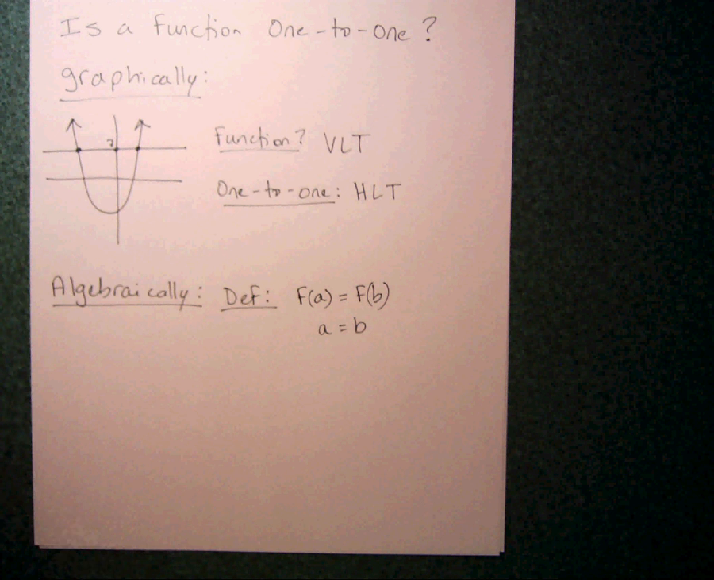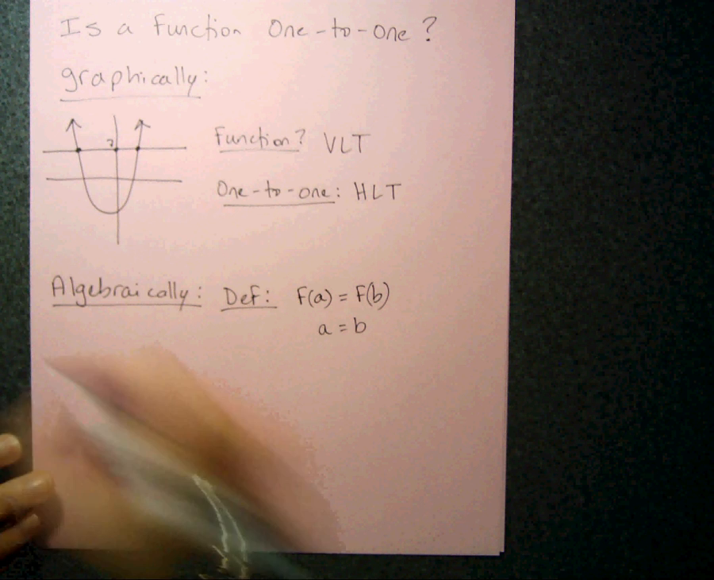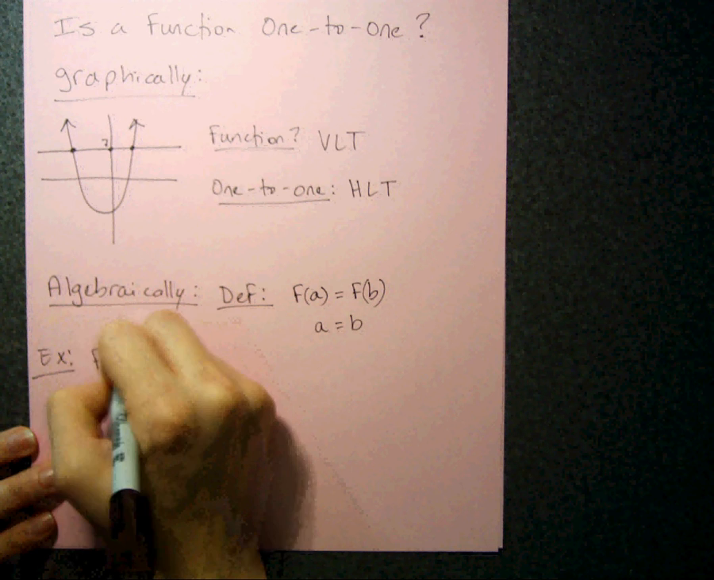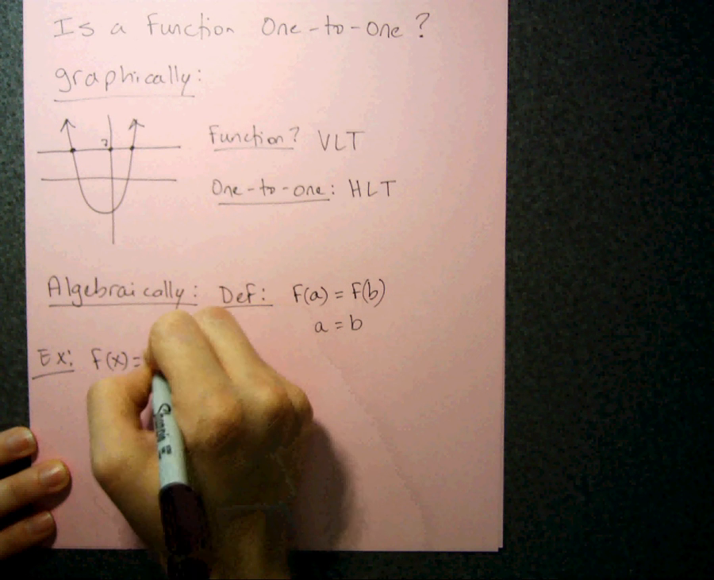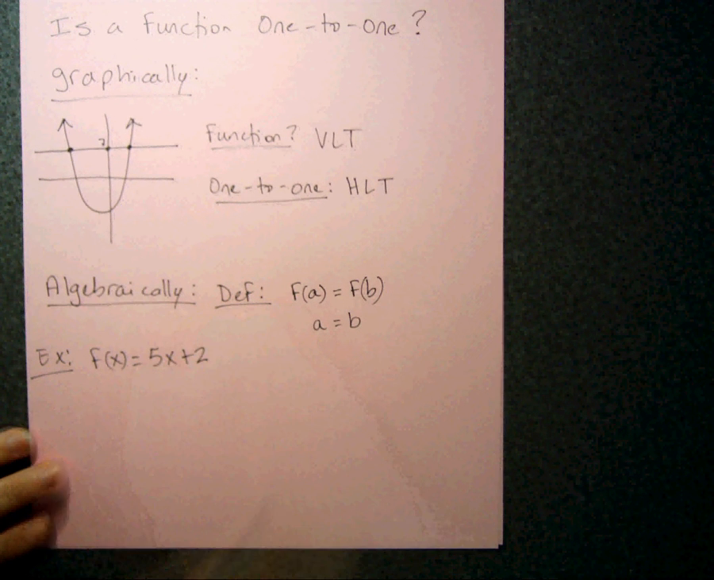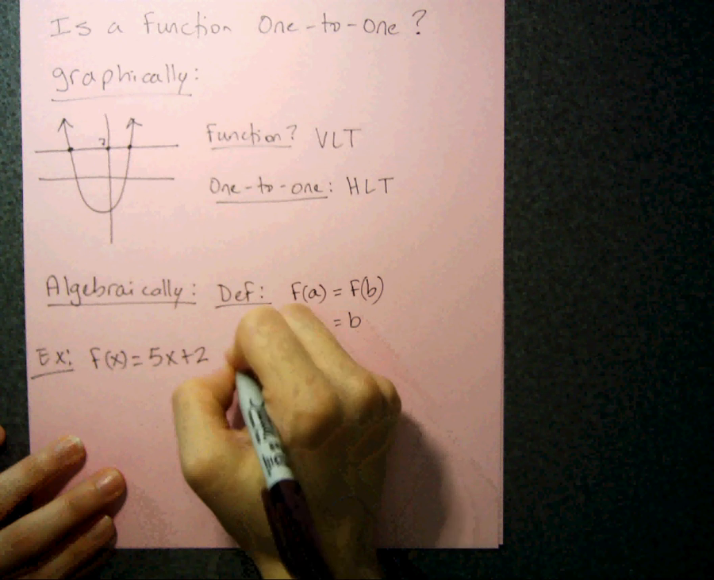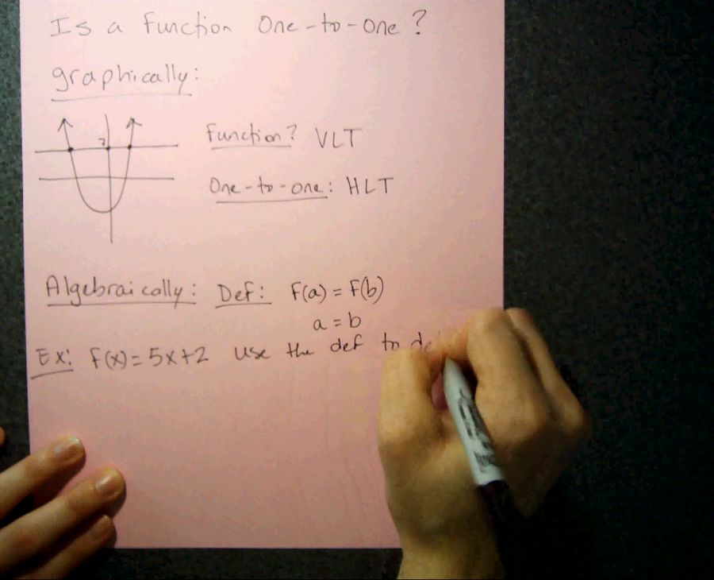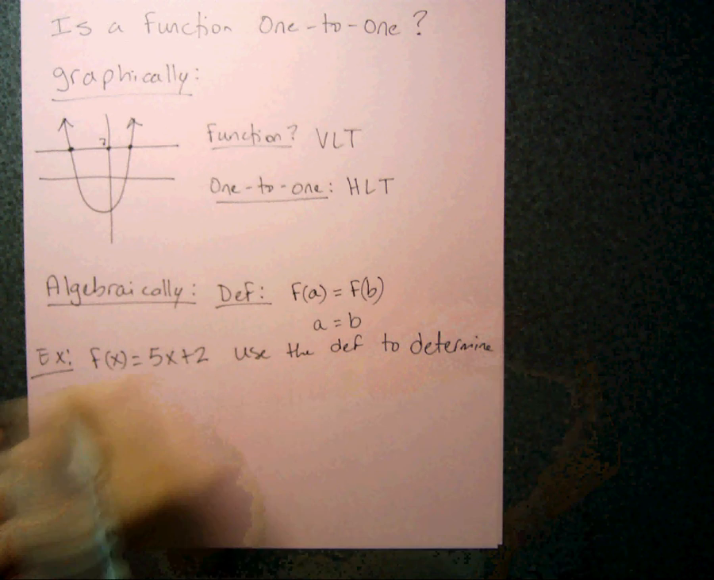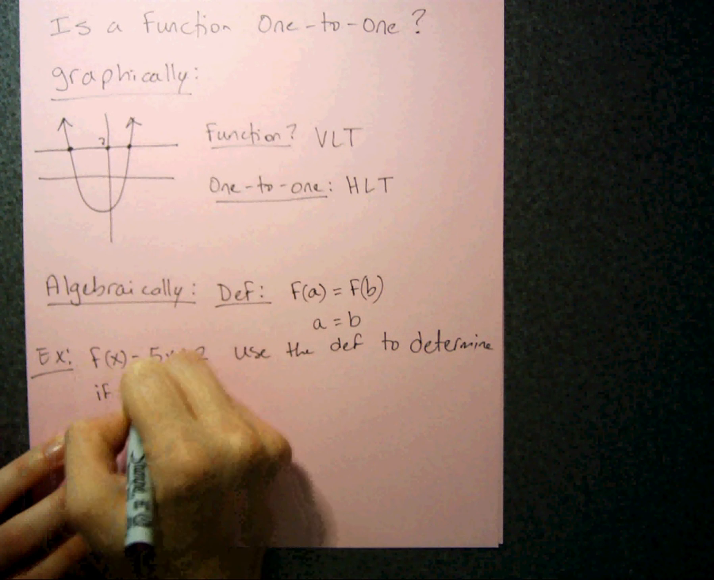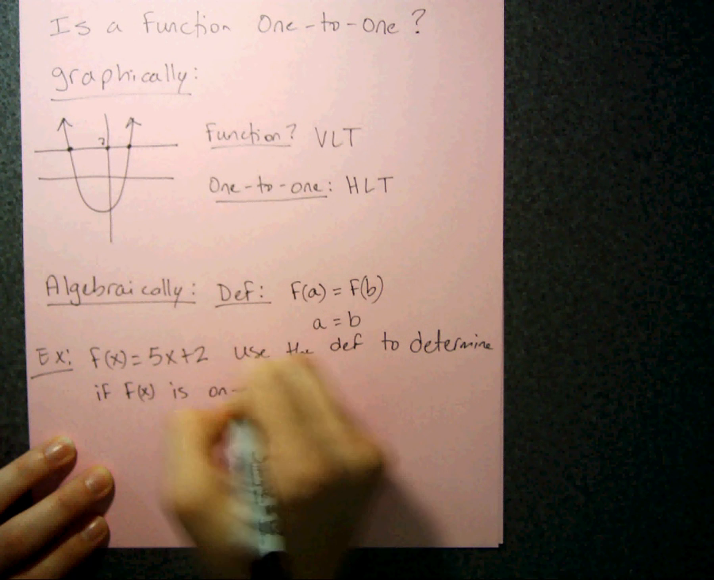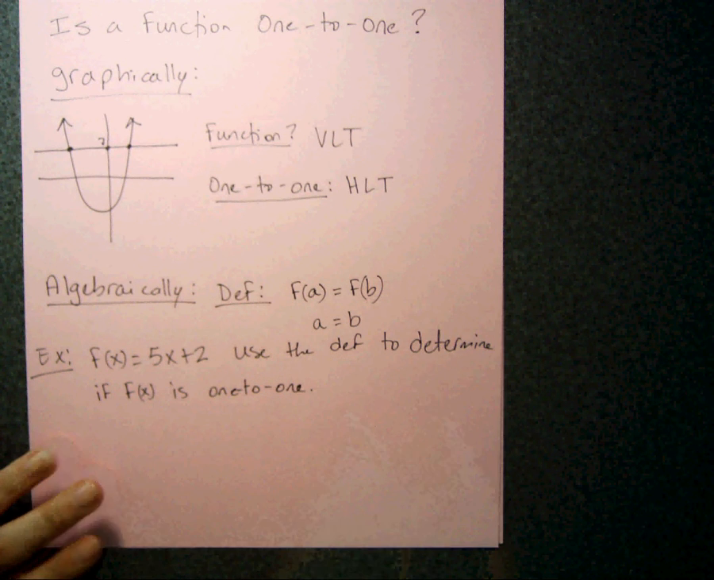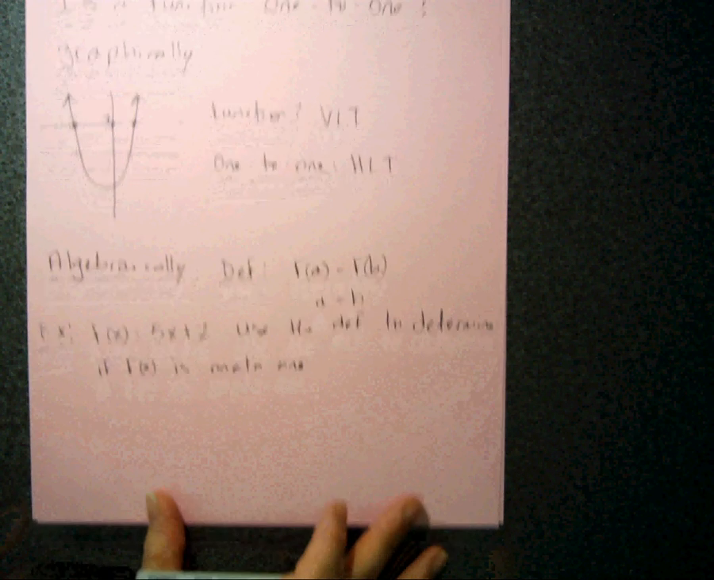So there's the definition. So how does this work? Say I have the function f of x equals 5x plus 2, and I want to use the definition to determine if f of x is one-to-one. I'm going to do this algebraically.